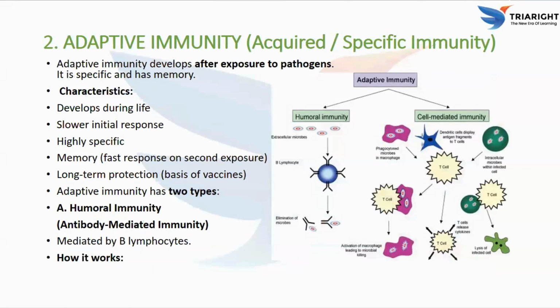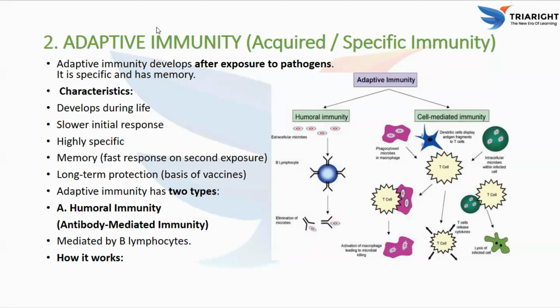So next is adaptive immunity. What is adaptive immunity? It is the second line of defense. Unlike innate immunity, it is highly specific and it develops after exposure to a pathogen. Adaptive immunity is also called acquired or specific immunity.